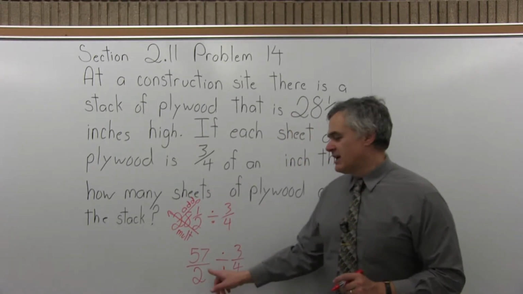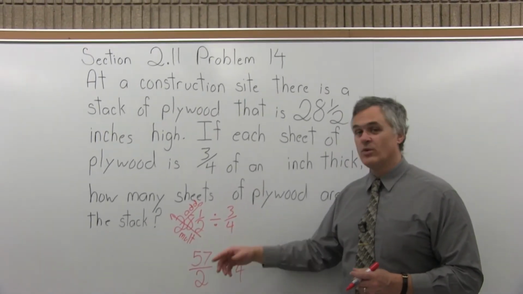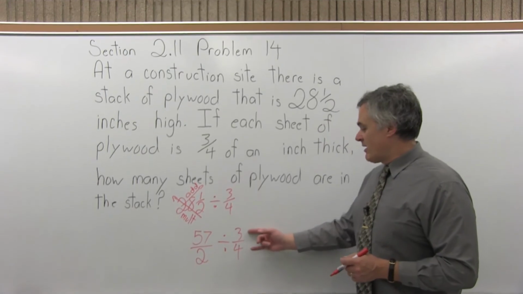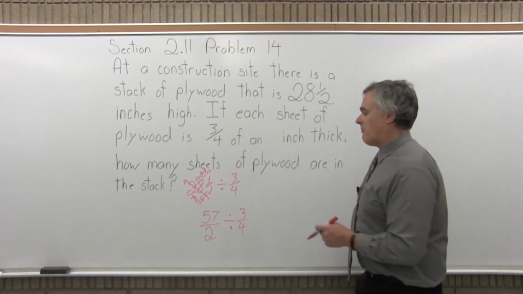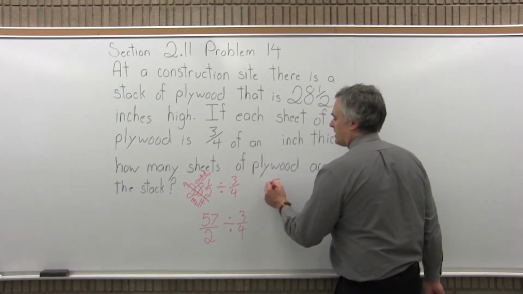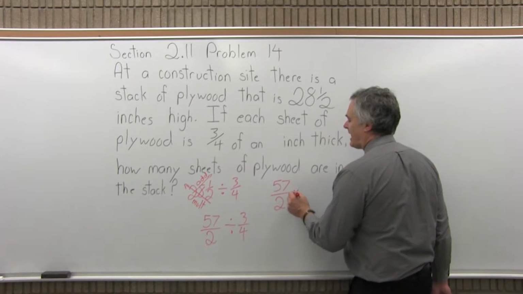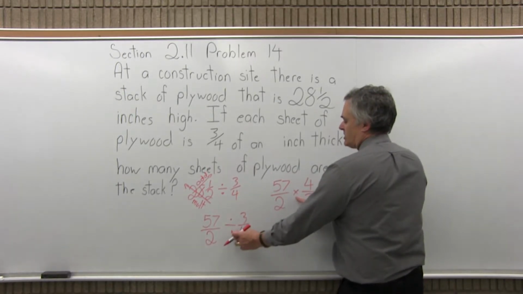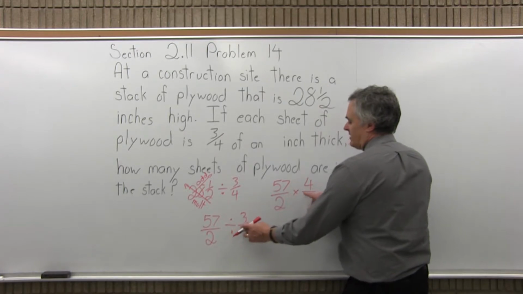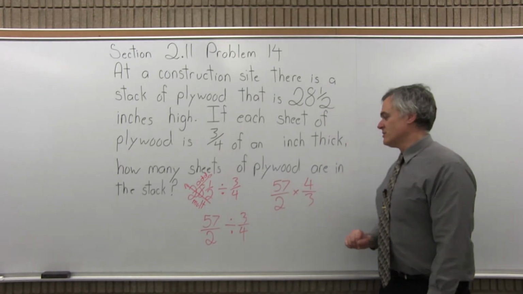Now that I've dealt with that first fraction and written it in a form where it does not have a number in front anymore, only a numerator and denominator, now I can go ahead and invert the second fraction and change the operation to a multiply. So the problem becomes 57 over 2 times 4 over 3. So again, the operation changed from divide to multiply. The second fraction was inverted. The numerators and denominators weren't changed.